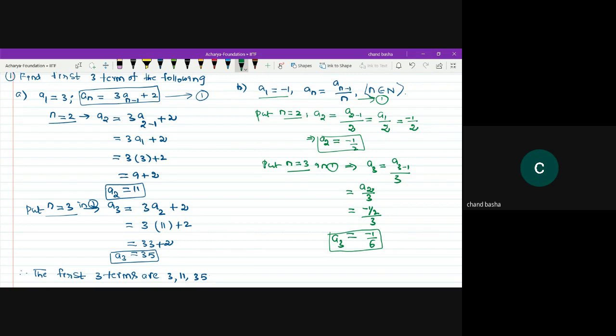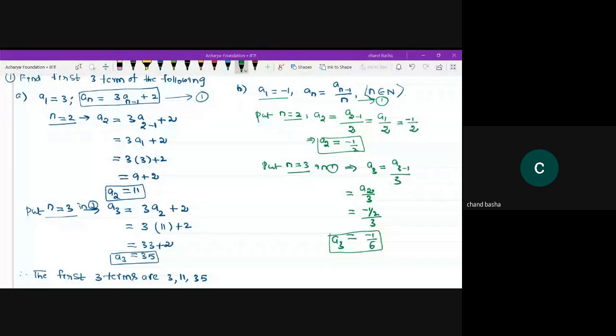Is it clear? It is not -3/2. You are getting just -1/2 divided by 3, which means -1/2 into 1/3. That is -1/6, which is the required answer. The calculation part is important, guys. Be careful.